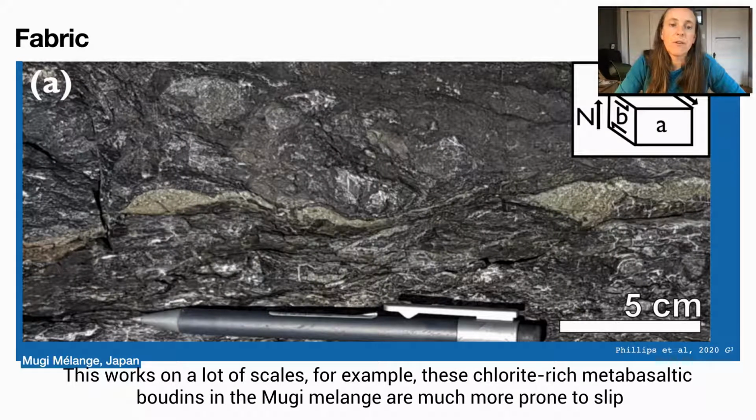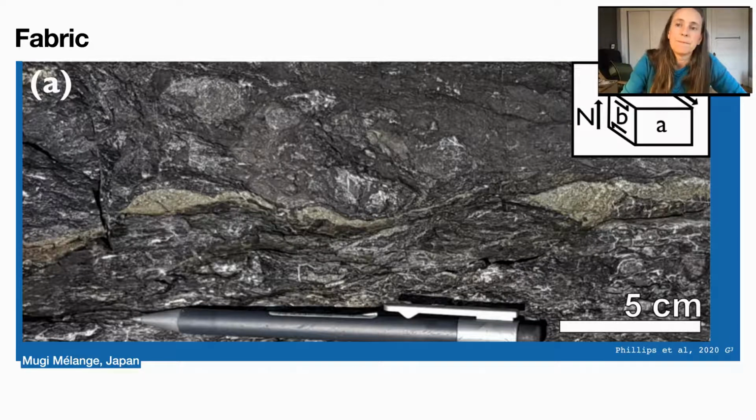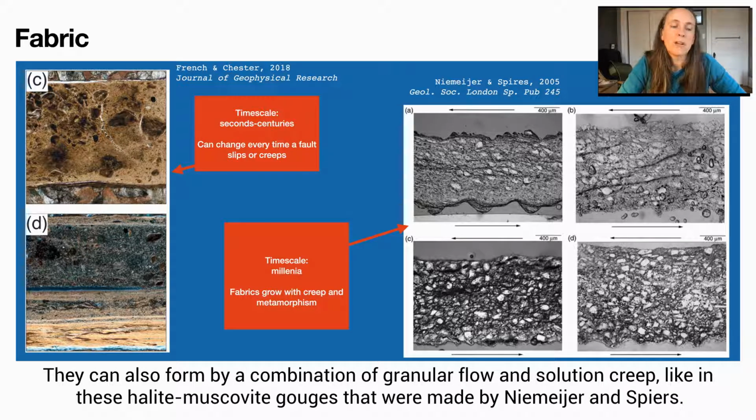For example, these are chlorite-rich metabasaltic boudins in the Mugi melange, and they're much more prone to slip than the surrounding argillite, which is siliceous. So these wispy tails smearing along the faults could focus slip through an otherwise strong shear zone. Experiments have shown that fabrics can change very quickly during slip and are very sensitive to slip rate and pore pressure conditions. They can also form by a combination of granular flow and solution creep, like in these halite-muscovite gouges that were made by Niemeyer and Spires.